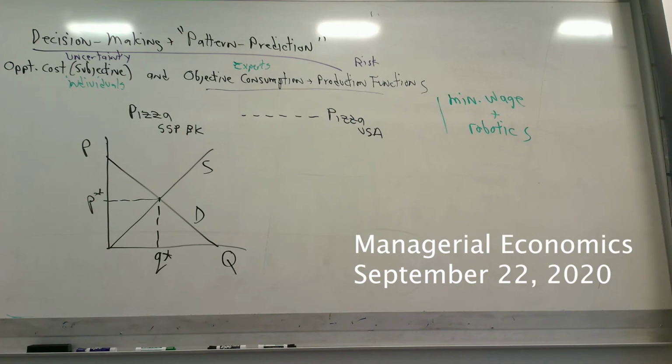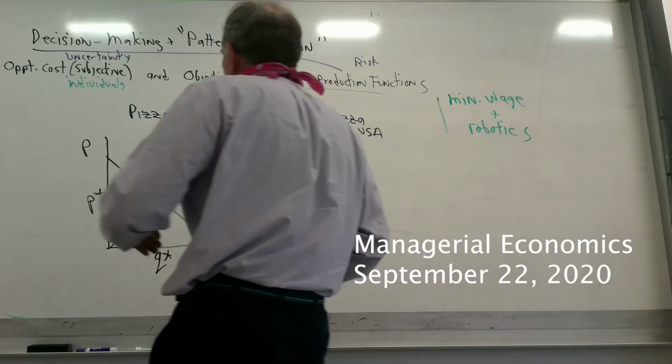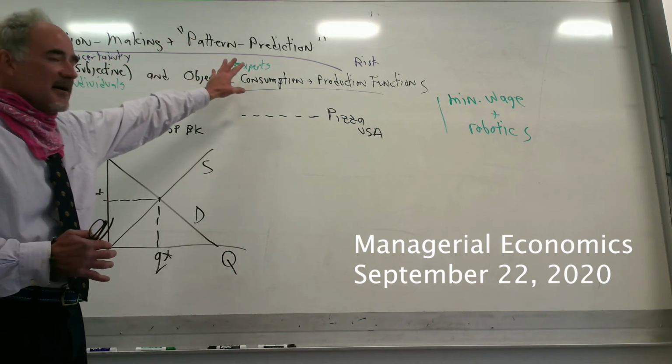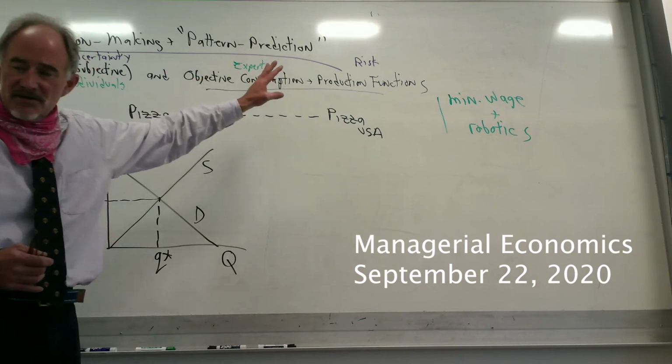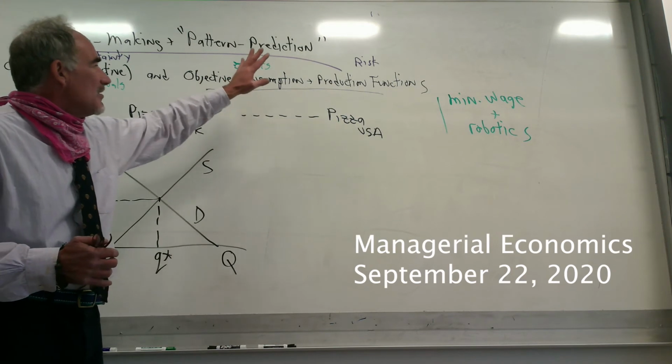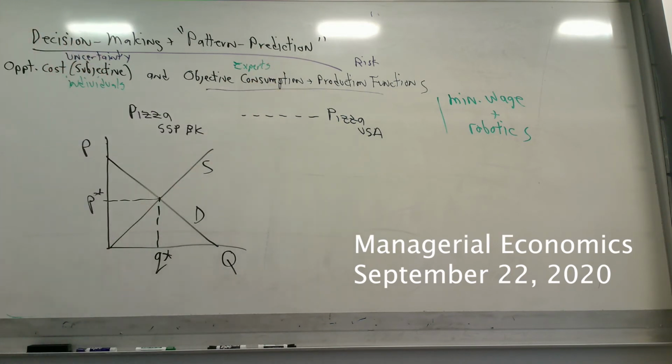Okay, so we're looking at, again, the difference between opportunity cost, which is subjective and only known in the moment, versus the mainstream regulatory model or expert model, in which consumption and production functions are known, knowable. Joan Robinson called them a set of blueprints. So these are two different views of the world.